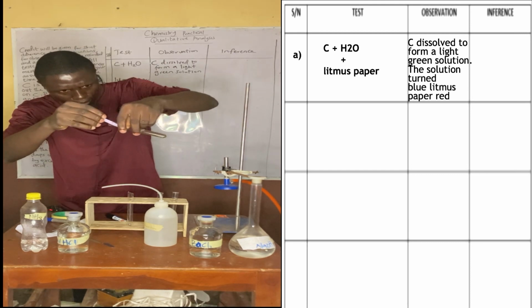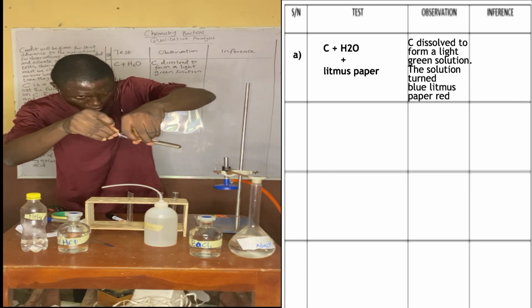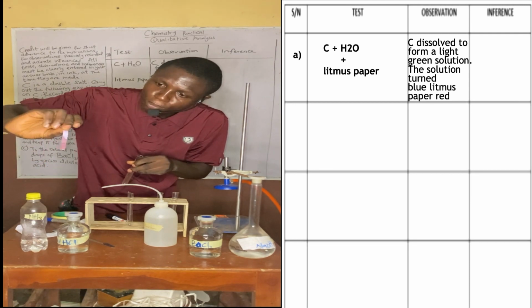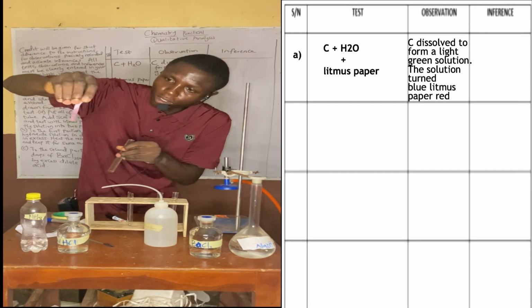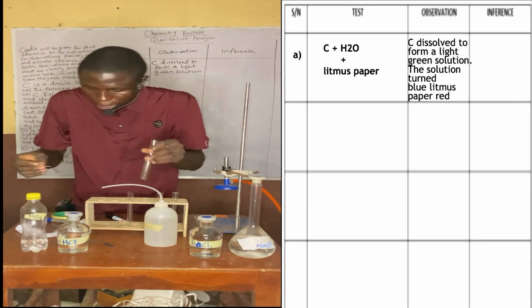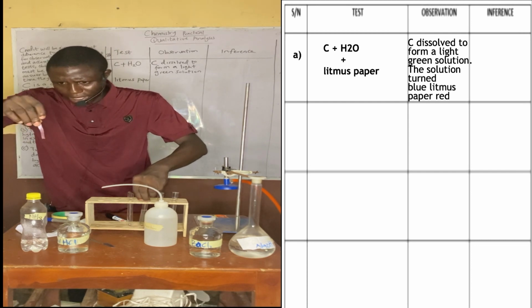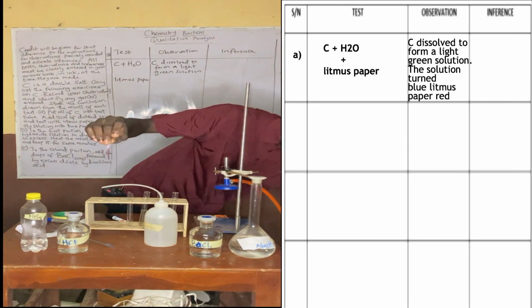Let's dip. Now you can see that the blue litmus paper turned red. The solution turned the blue litmus paper red. You can place it on a white tile to see what I'm talking about. You can see this blue litmus paper turning red. Let me get the white tile.